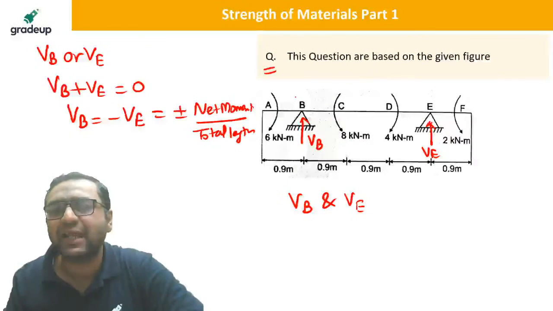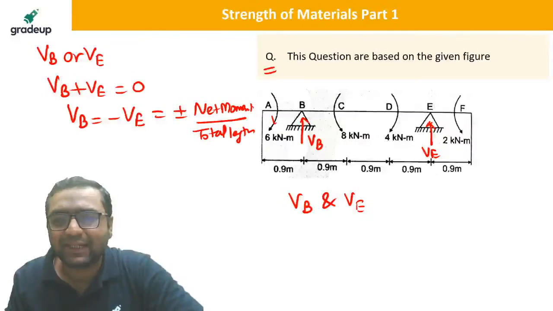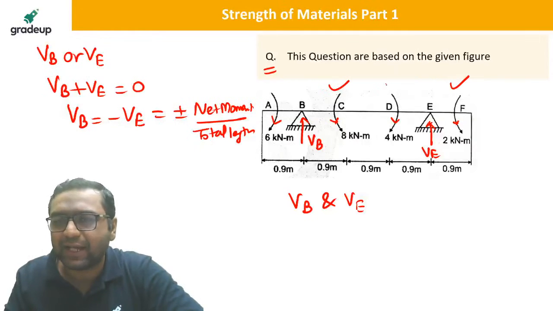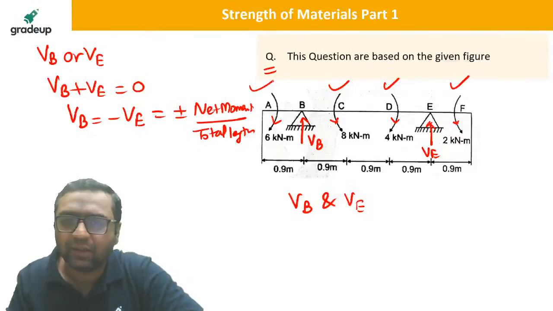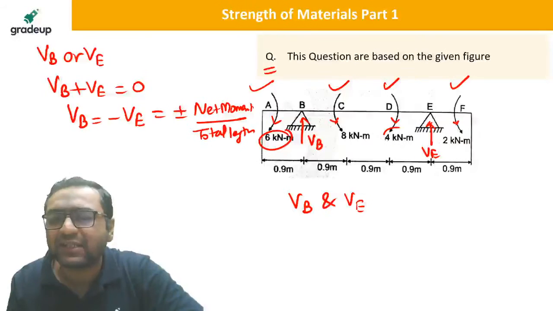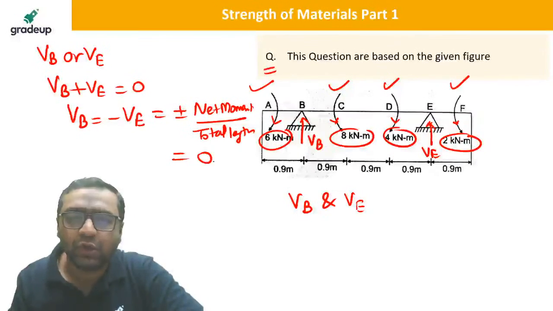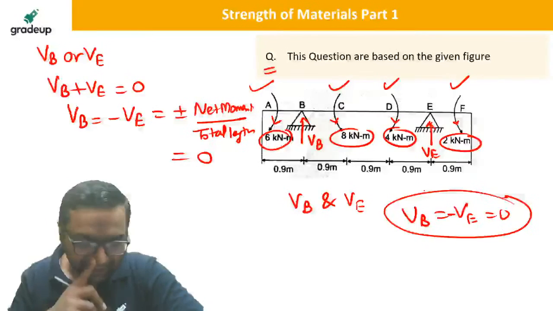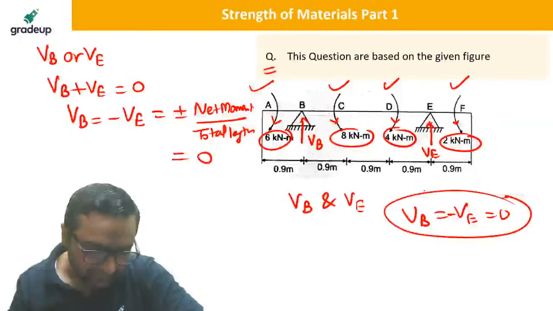Okay, so we will see the net moment. This is 6 in this direction, 8 in this direction, 4 in this direction, 2 in this direction. I feel 8 and 2 are in the same direction, 6 and 4 are in the same direction. So 6 plus 4 is 10, 8 plus 2 is 10. So the net moment is going to be 0. So obviously VB equals minus VE equals 0. Very nice guys, all of you have answered it correct.